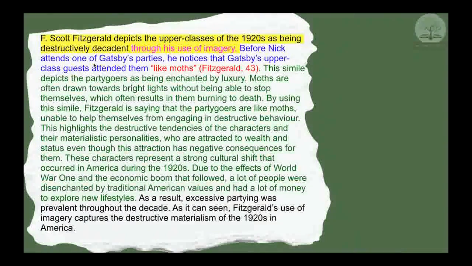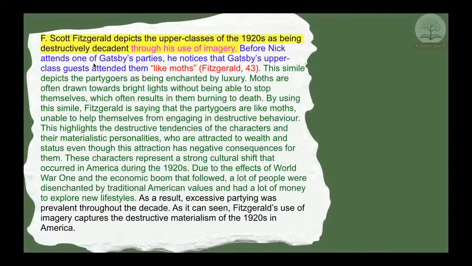F. Scott Fitzgerald depicts the upper classes of the 1920s as being destructively decadent through the use of imagery. Before Nick attends one of Gatsby's parties, he notices that Gatsby's upper-class guests attend them like moths. This simile depicts the partygoers as being enchanted by luxury. Moths are often drawn towards bright lights without being able to stop themselves, which often results in them burning to death. By using this simile, Fitzgerald is saying that the partygoers are like moths, unable to help themselves from engaging in destructive behaviour. This highlights the destructive tendencies of the characters and their materialistic personalities, who are attracted to wealth and status even though the attraction has negative consequences for them.